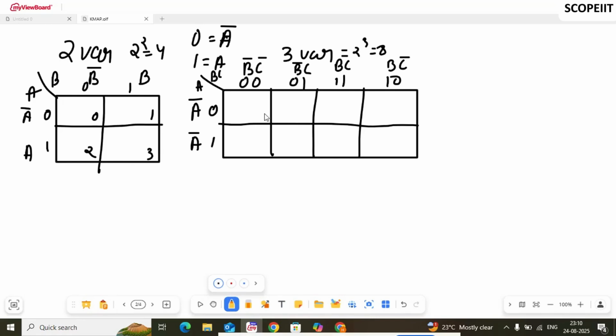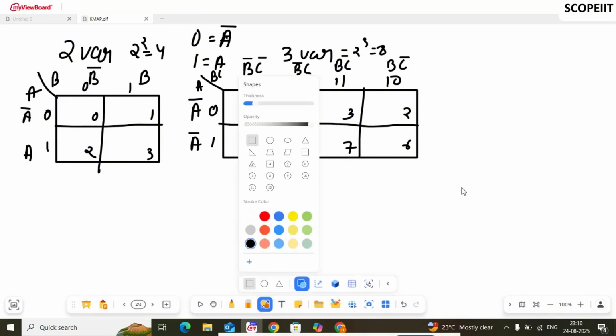Okay, and how to write the numbers? It will be 0, 1. Don't write 2 here. Okay, 2 will be here, then 3, 4, 5, then 6 will be here, and then 7 will be here. Okay, so this is the way we construct the K-map for 3 variables. Okay, next, how to construct the K-map for 4 variables?